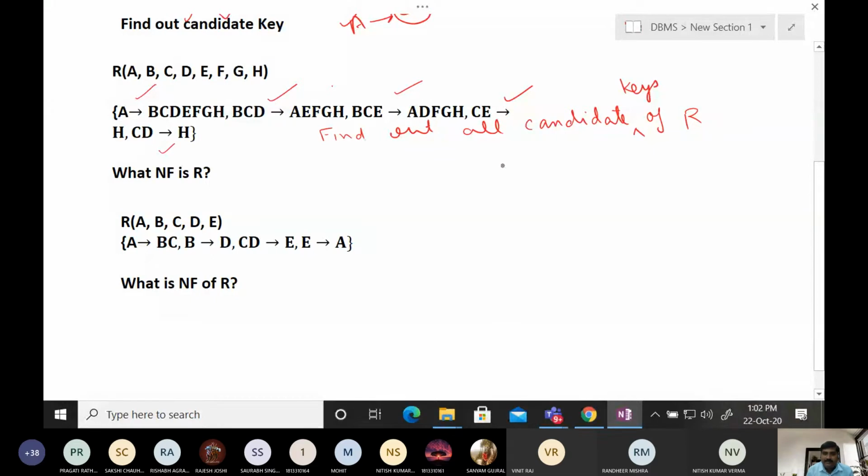I would like to request, please attend the class with notebook and pen. Please find out the candidate key of R. Vineet Raj. Yes, sir. There are multiple candidate keys in this relation. And please let me know all the candidate keys of R.